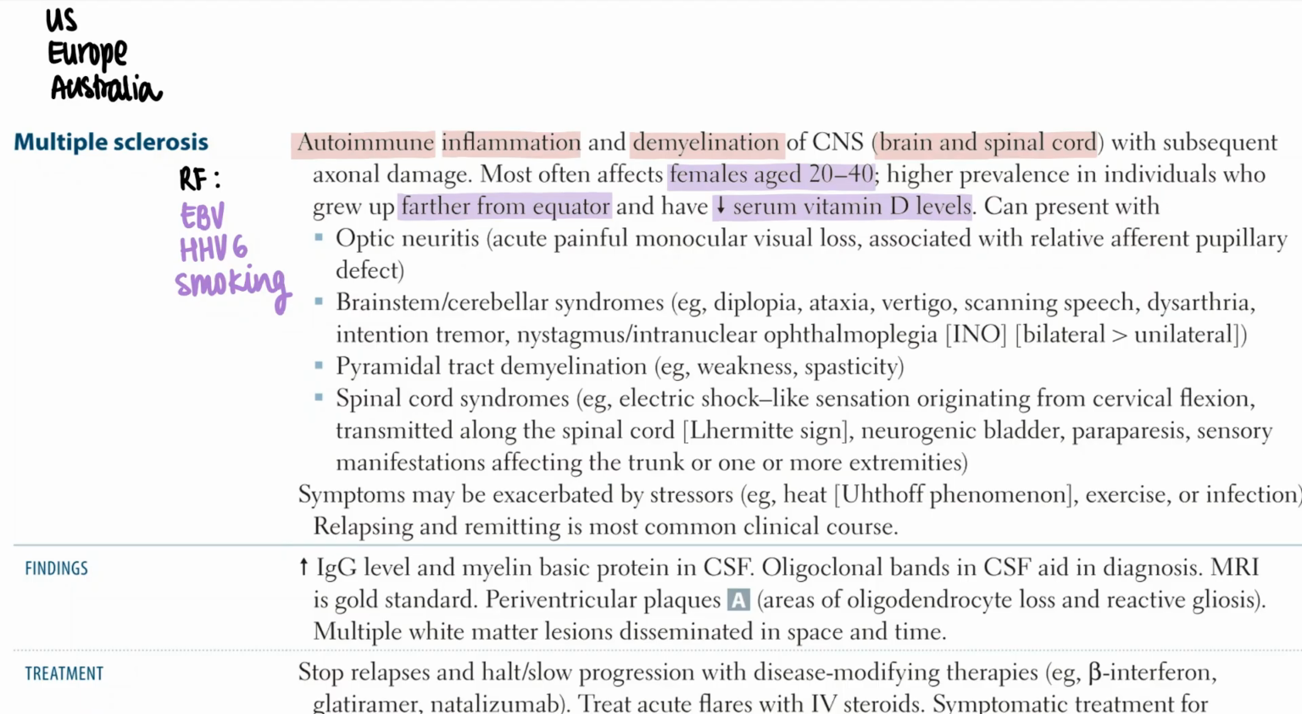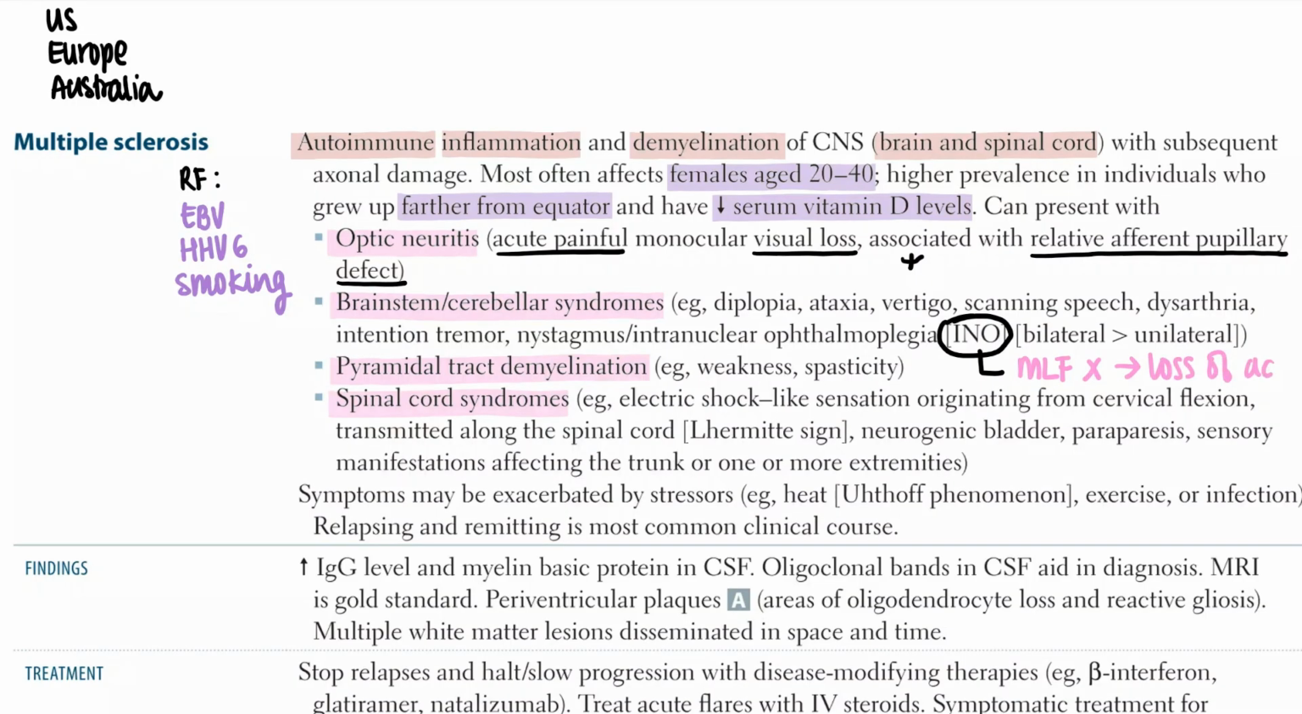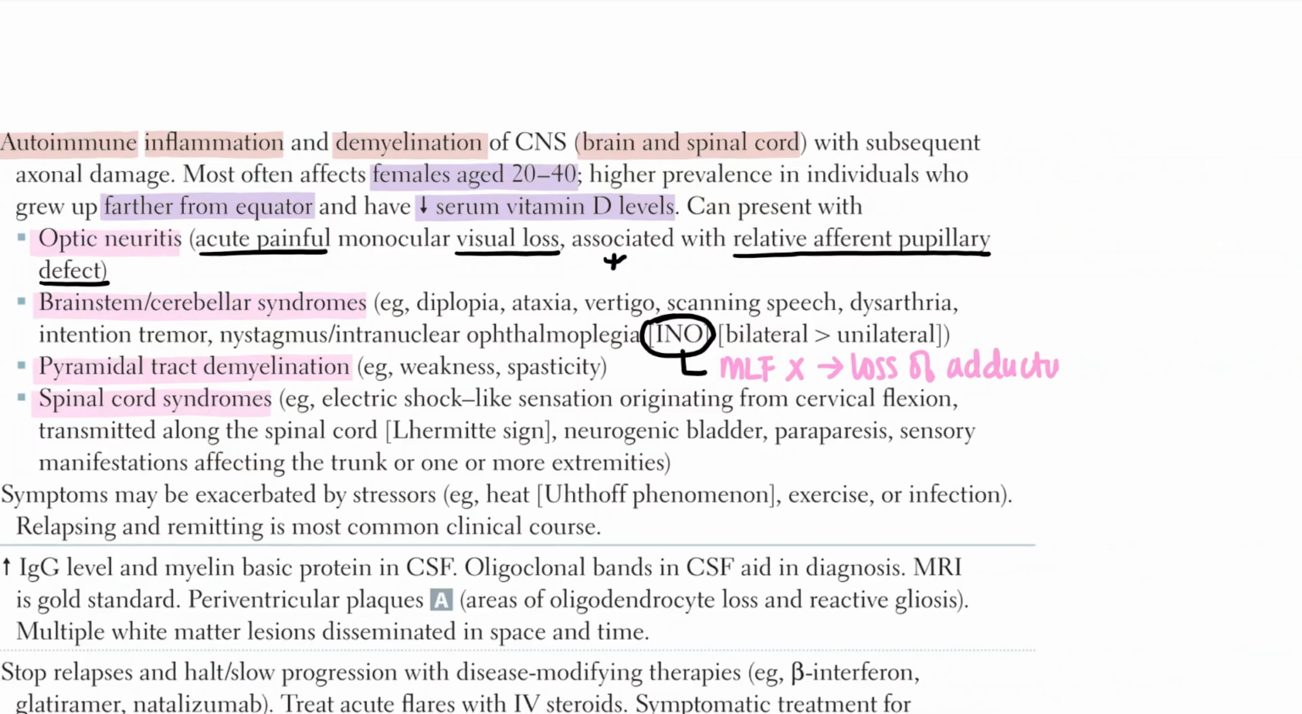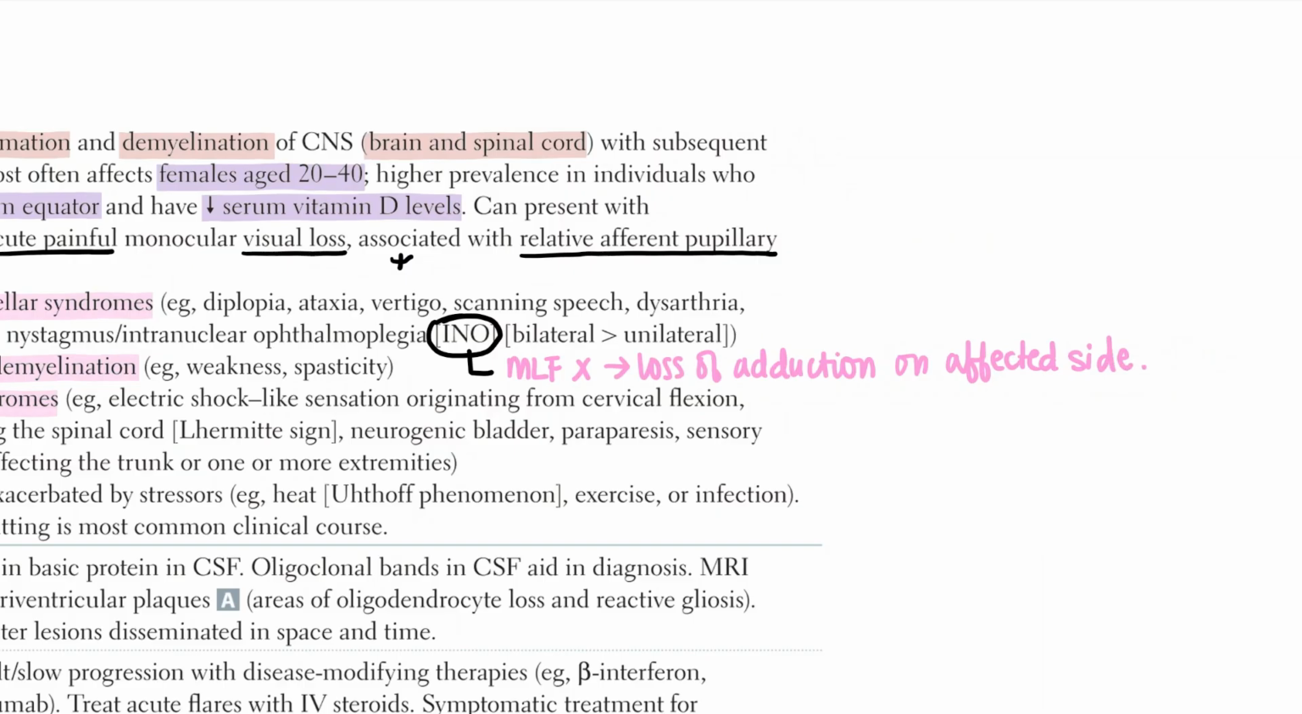Multiple sclerosis often presents with optic neuritis, brainstem and cerebellar syndromes, pyramidal tract demyelination, and spinal cord syndromes. In optic neuritis, one eye is extremely painful and there is vision loss. Along with that, there is relative afferent pupillary defect. The most important symptom is INO. INO stands for internuclear ophthalmoplegia. This occurs because of medial longitudinal fasciculus damage. Here, there is loss of adduction on the affected side. Assuming that the left side is affected, on a rightward gaze, the left eye cannot adduct.